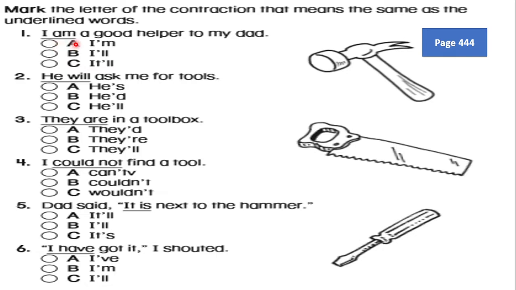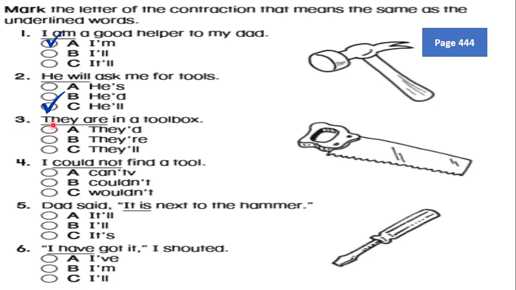I am a good helper to my dad. I am, yes, I'm apostrophe M. He will ask me for tools. How can I make he will a contraction? Yes, remove W, I. So it becomes he'll. Does this make sense? Is there an S? No. He'd, is there any D? No, so it's C.